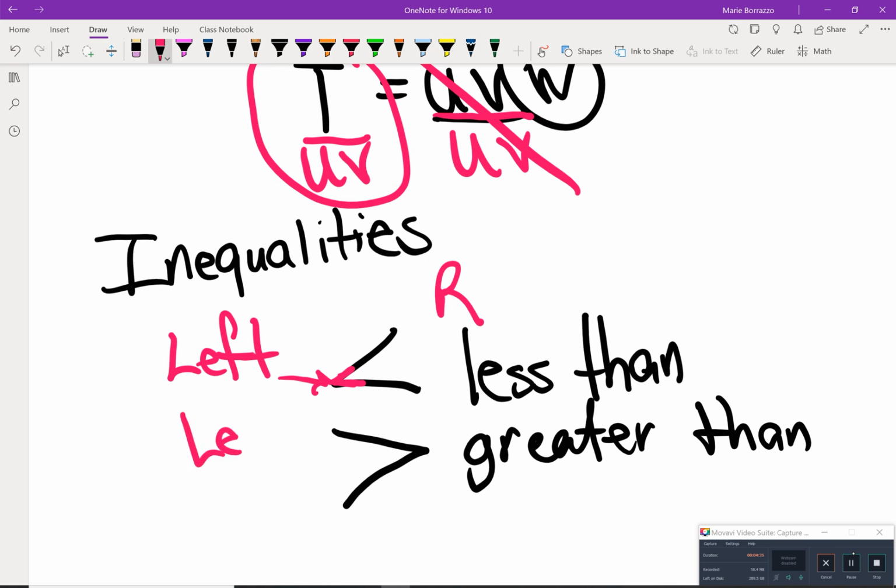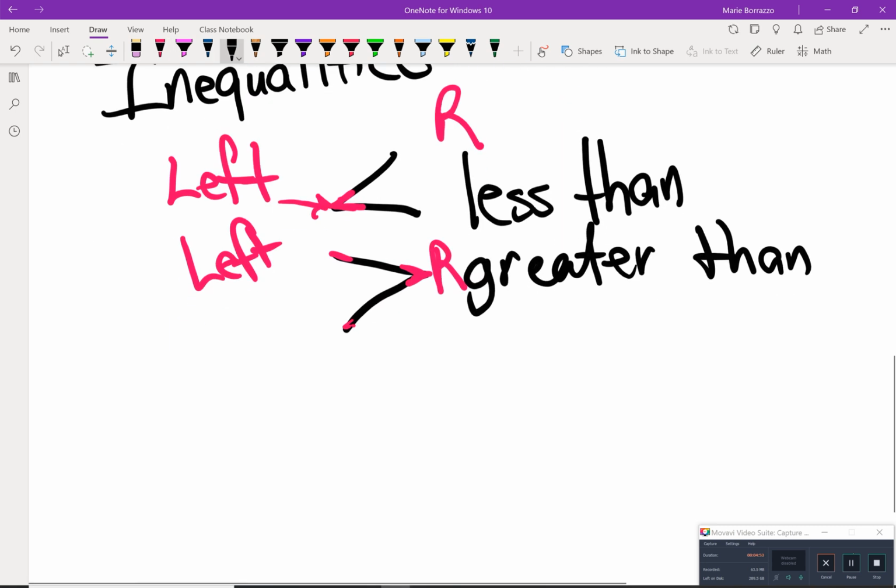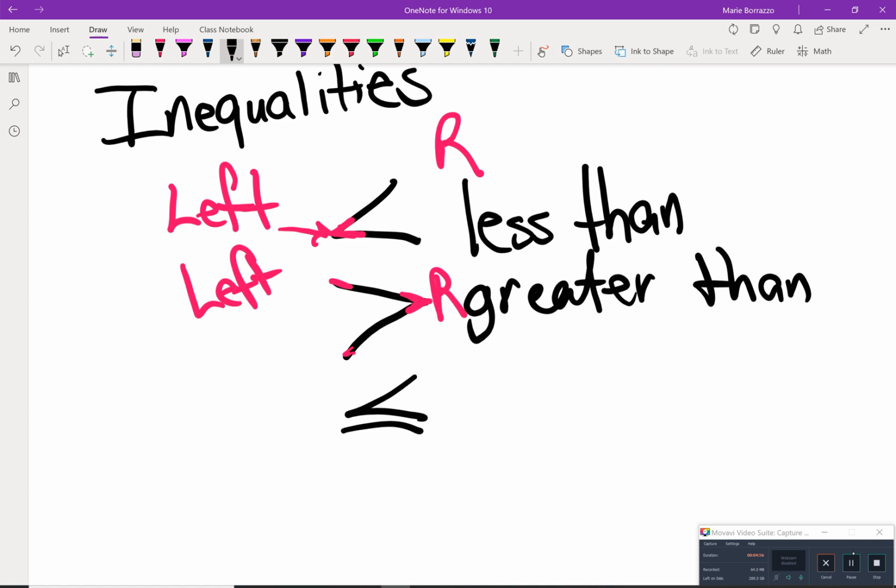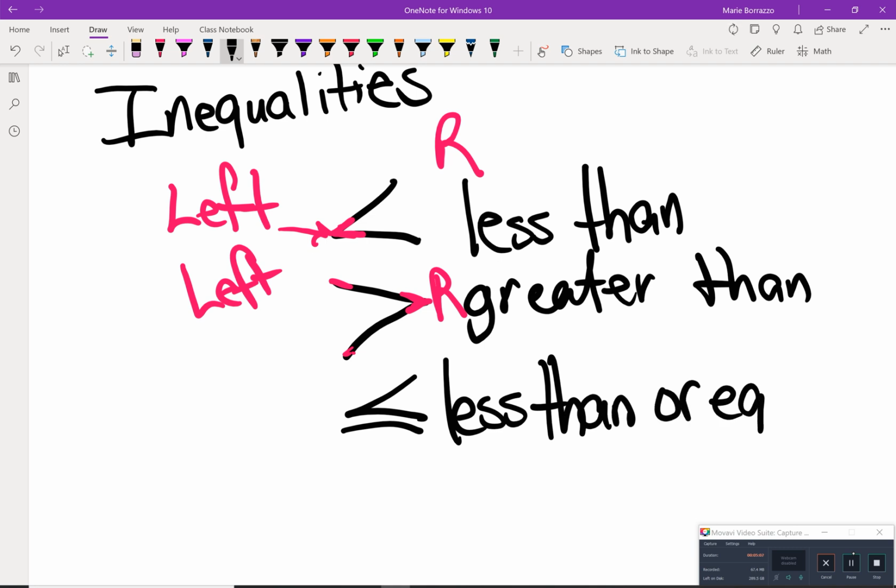If, again, we're on the left and I have the larger part of the inequality facing me, the smaller part is to the right. This is telling me that whatever's on the left is greater than whatever's on the right. The only difference between less than and less than or equal to is the added bar, so you have less than or equal to, and then you obviously have greater than or equal to.